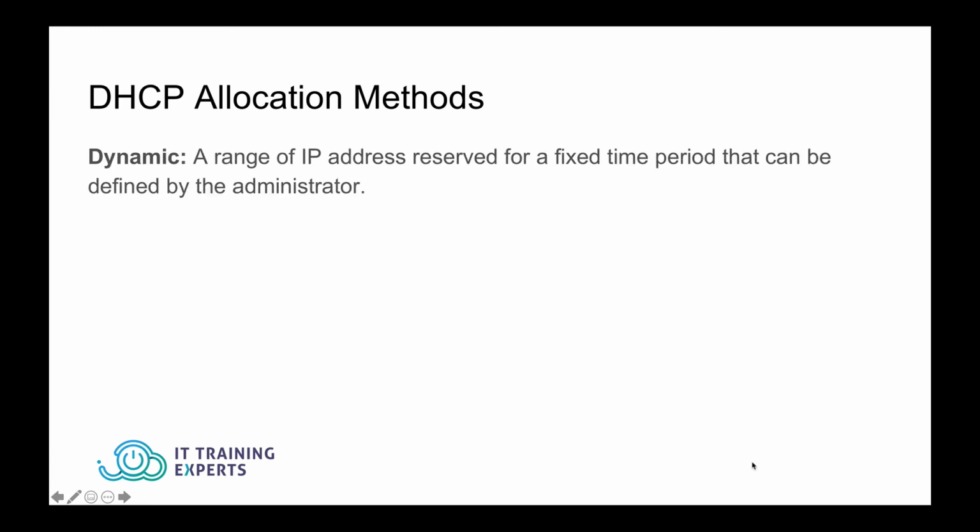So the first one is dynamic, and this is one that you see most often in most environments. You have a range of IP addresses, or a pool, reserved for a fixed period of time defined by the administrator. This fixed period of time is called a lease, and we'll talk about that a little bit later. This can be just a pool of addresses, and as a client needs an address, the DHCP server will hand out addresses as needed. Not much more other than that.